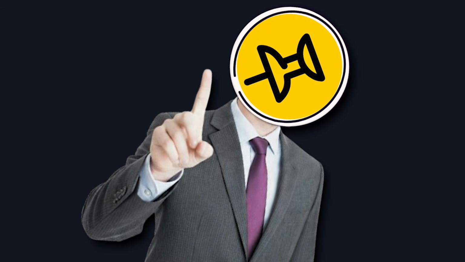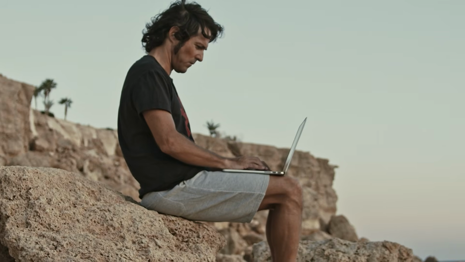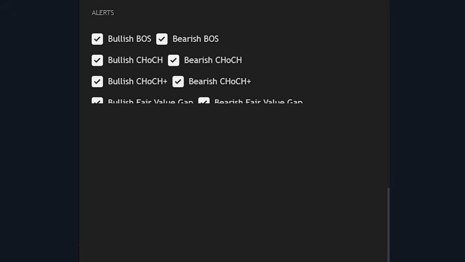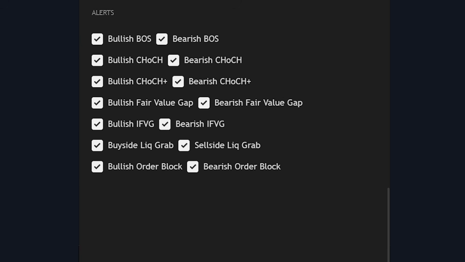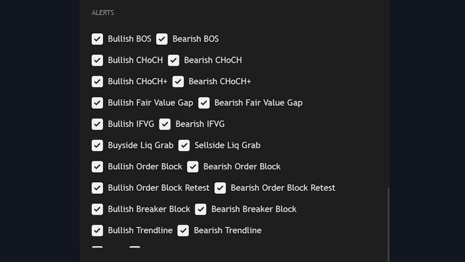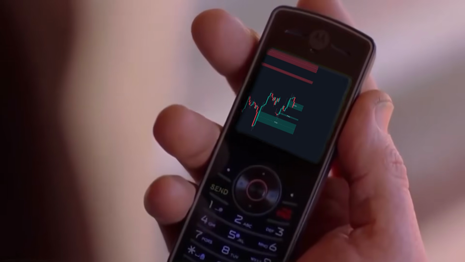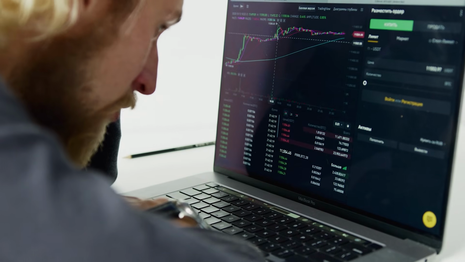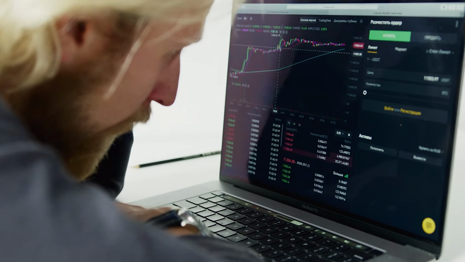And one more thing that changes everything for anyone with a job or a life: the alert section. You can set alerts for buy side and sell side liquidity grabs, for bullish and bearish chalk and chalk plus, and for fresh FVGs, which means you can literally wait for your phone to tell you the sweep happened and the shift confirmed. Open the chart and only then decide. You're not staring at candles for 6 hours hoping for a setup.